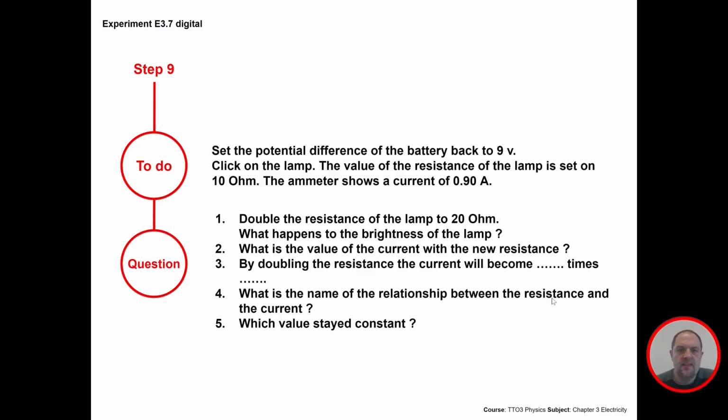Step number 9. Set the potential difference of the battery back to 9 volts. Click on the lamp. The value of the resistance of the lamp is set on 10 ohms. The ammeter shows a current of 0.90 amps. Step number 1. What you need to do, double the resistance of the lamp to 20 ohm. What happens to the brightness of the lamp? Question 2. What is the value of the current with the new resistance? And 3. By doubling the resistance, the current will become. Question 4. What is the name of the relationship between the resistance and the current? And question 5. Which value stayed constant?